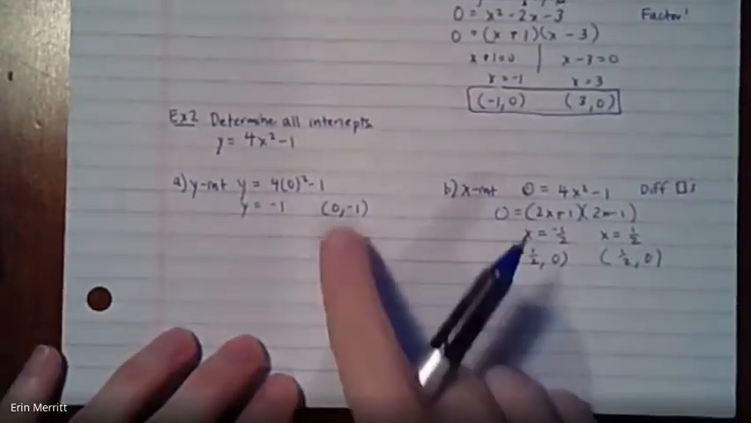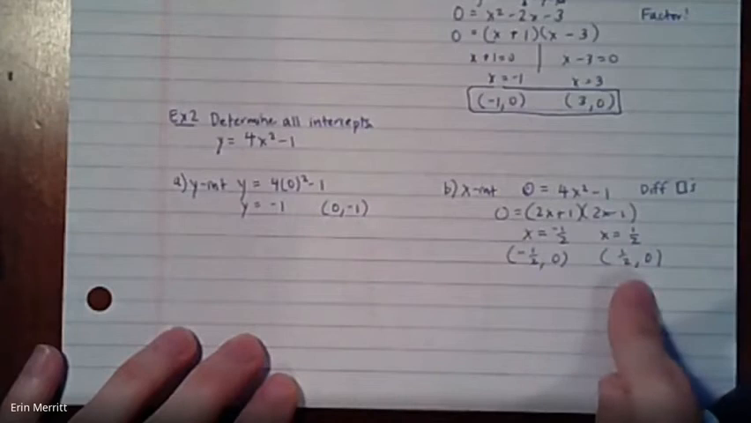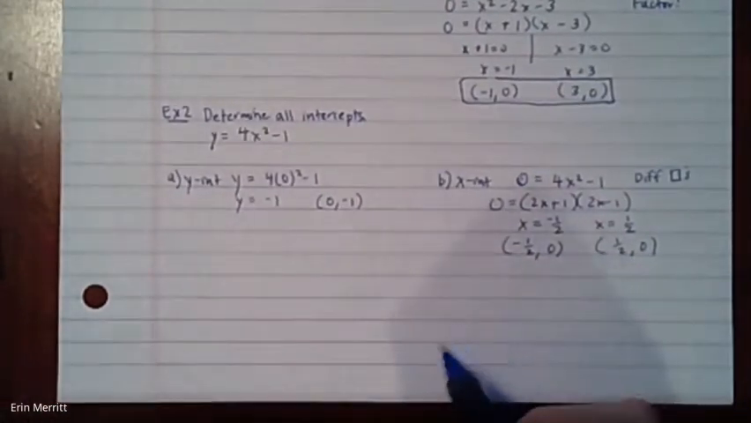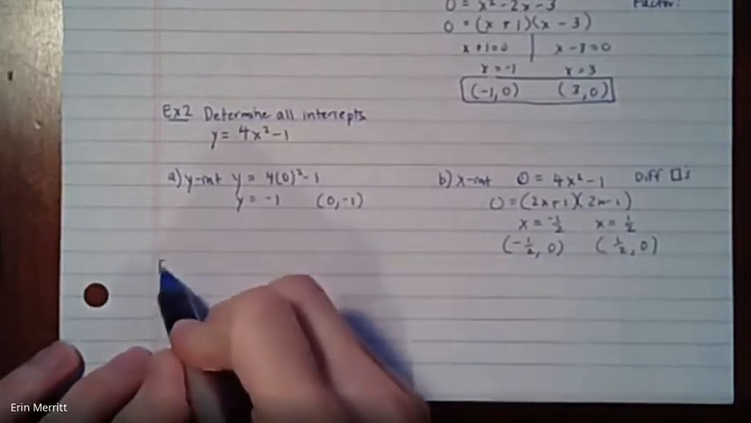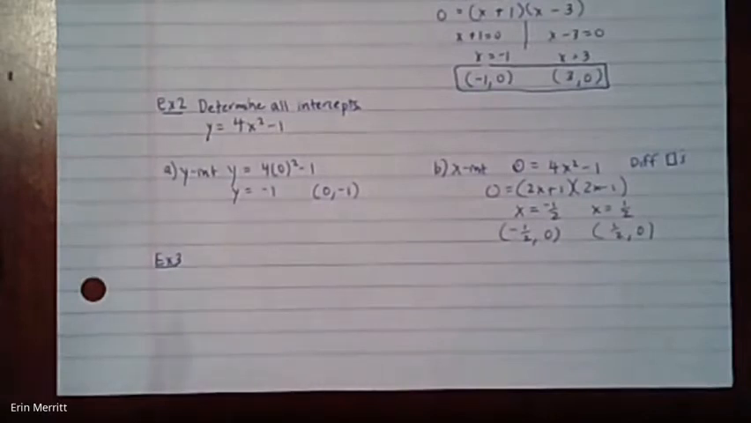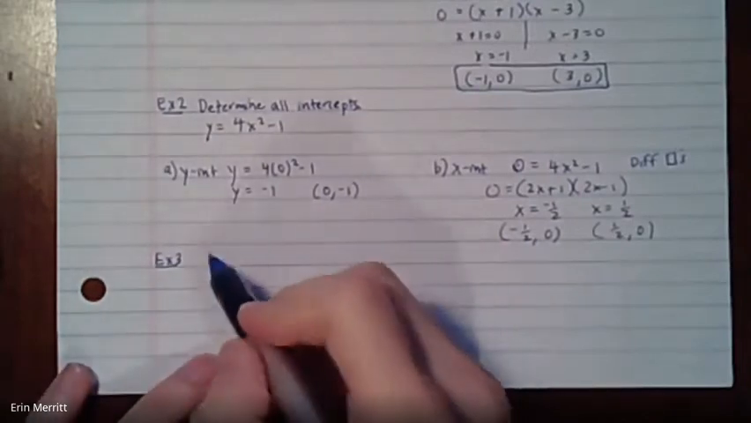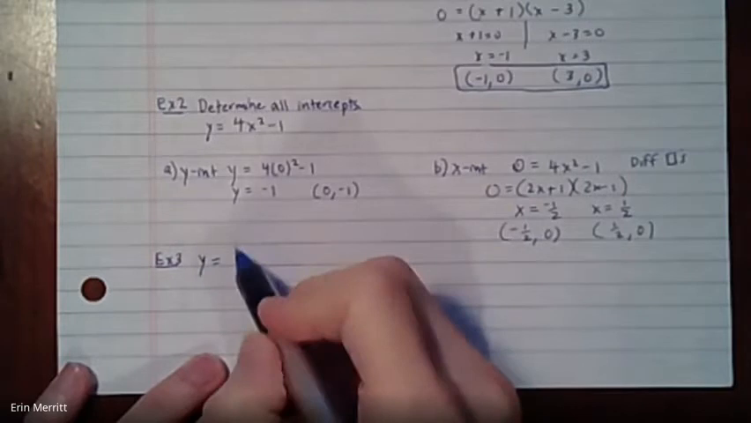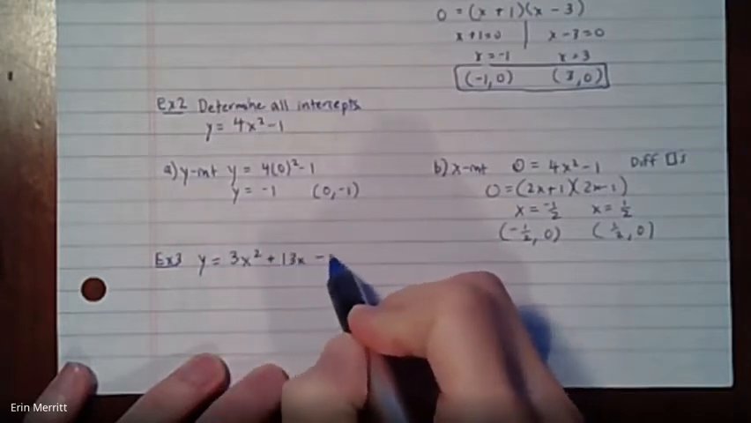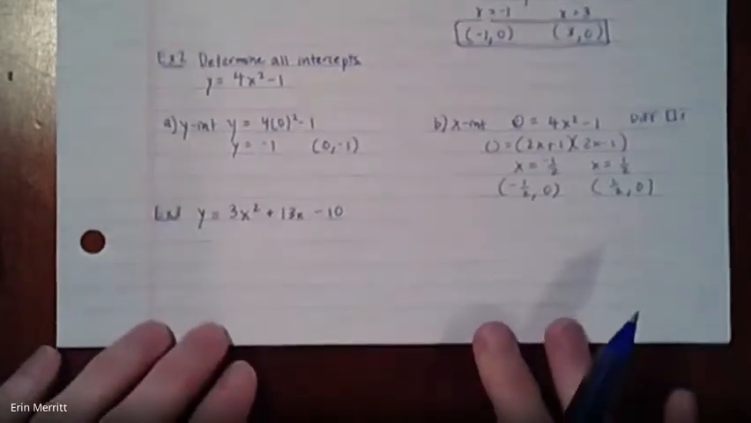So it doesn't tell the full story, but you at least know this is where it's hitting the y-axis, here's where it's crossing the x-axis, and you can kind of put together a picture even without your calculator. Let's see if we can sneak in one more example here. So example 3, same thing, determine all the intercepts. If I go y equals 3x squared plus 13x minus 10.